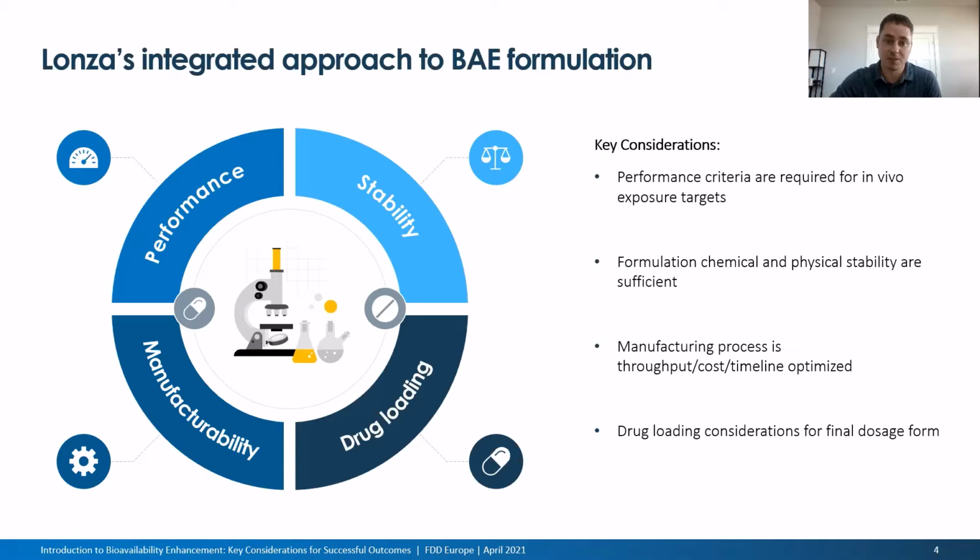From a stability perspective, your formulation needs to remain physically and chemically stable throughout the product shelf life. From a manufacturability perspective, you need to be able to efficiently and cost effectively make your material without sacrificing performance or stability. And from a drug loading perspective, you need to consider the final drug loading in the dosage form drug product, such that you don't introduce complexities with respect to dosing unit size or pill burden.